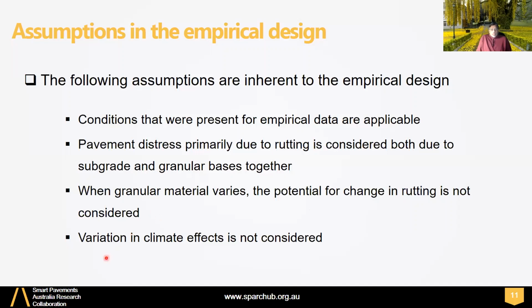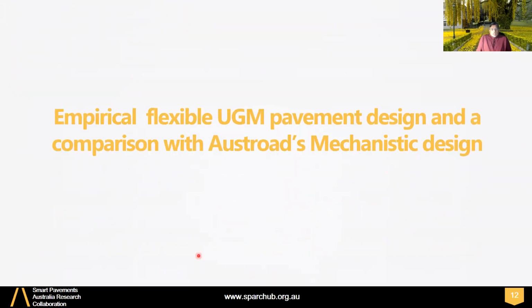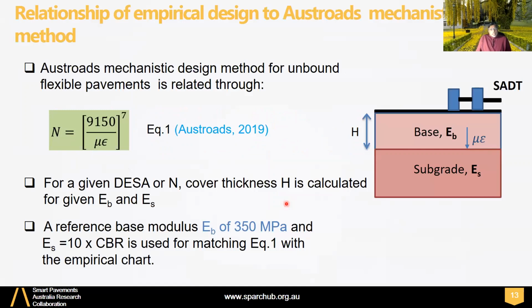In addition, variation in climate is not considered in the chart itself unless you go to variations such as in VicRoads. So I'm trying to compare here this empirical design with the Austroads mechanistic design. The Austroads mechanistic design, primarily using the CIRCLY program, can also design flexible pavements.